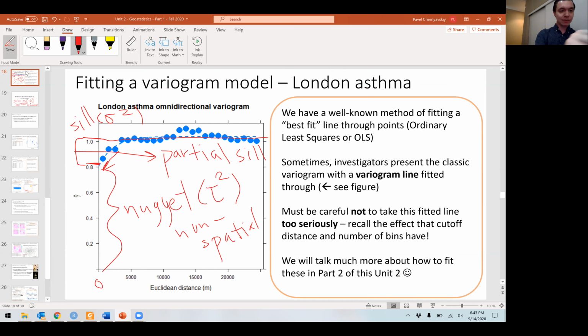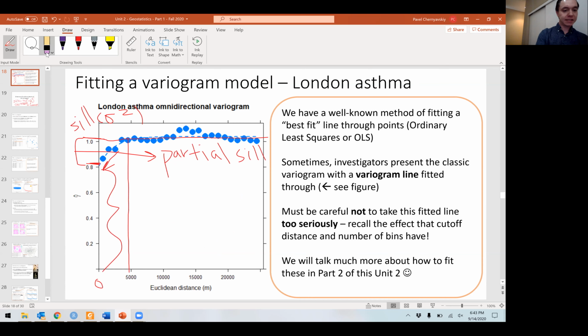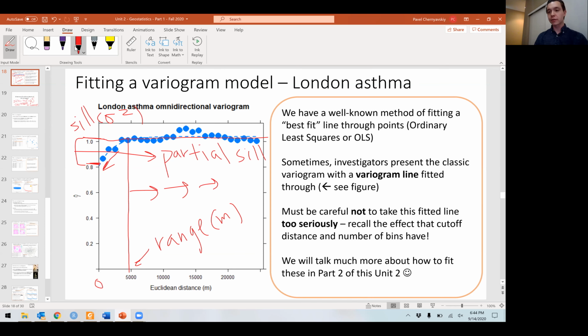The distance where our variogram reaches its sill is called the range. In this case, it will be measured in meters. And this is the distance at which data are correlated. Everything that is farther apart than the range is no longer correlated.